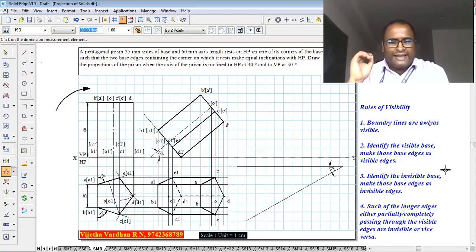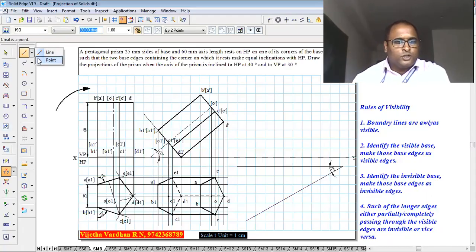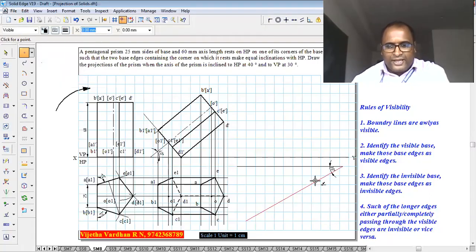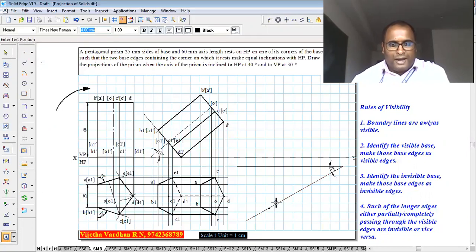Now, to get the beta angle, what one has to do is, using your HB pencil, mark a point anywhere on the 30 degree line, and after marking that point, name it as O1. Now, I know that the true length of O to O1, which is measured in the front view of the first stage, is 60 millimeter. So I need to locate a point over here at a distance of 60 millimeter.